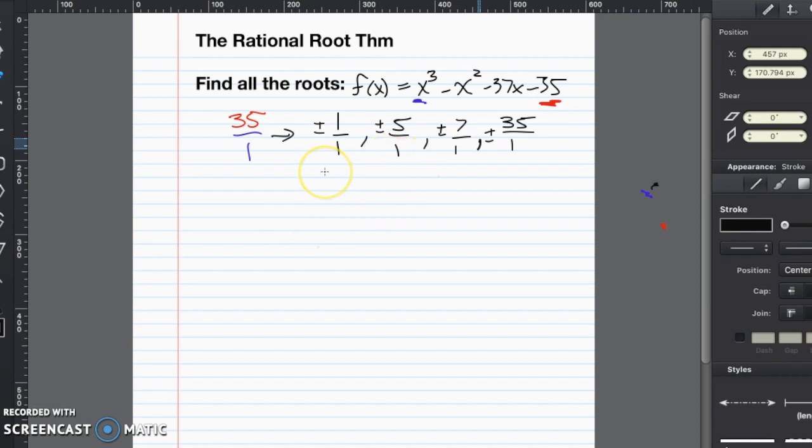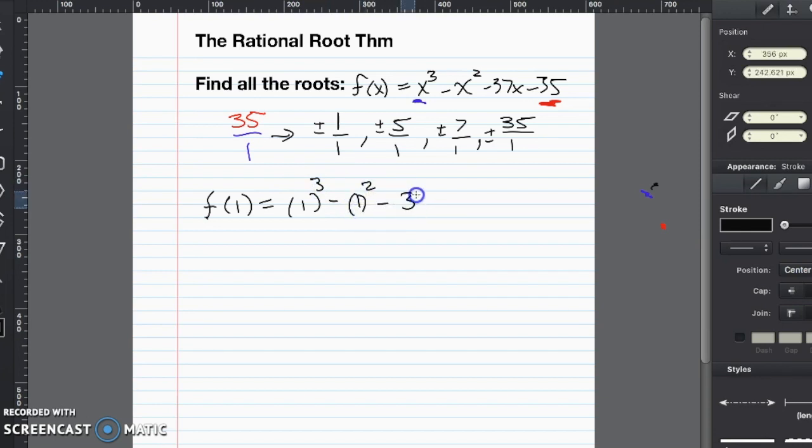If you look at that, that's a list of 8 things. We could try out each one of those, or if I'm trying to look for all x-intercepts, I can actually use my factor theorem and try a few out. So if I do f of 1, say, that's one of my possible roots. I plug that in: 1 cubed minus 1 squared, and again, make sure you put your parentheses, minus 37 times 1 minus 35.